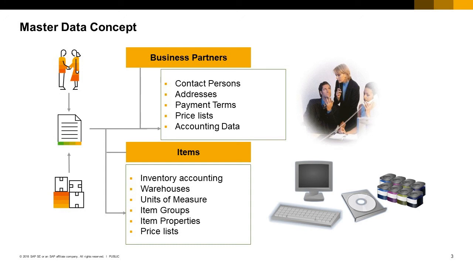SAP Business One tracks business activities using documents such as purchase orders, invoices, production orders, sales orders, and so on. Each of these documents is constructed from smaller reusable chunks of data called master data. Master data refers to the key information that describes your customers, vendors, and leads as well as items that your company buys and sells. Creating documents from master data increases productivity, ensures data consistency, and reduces errors.